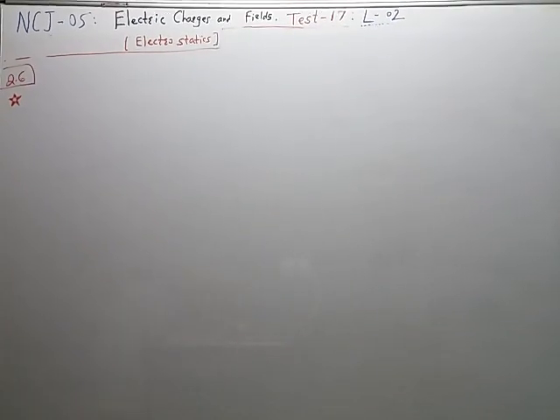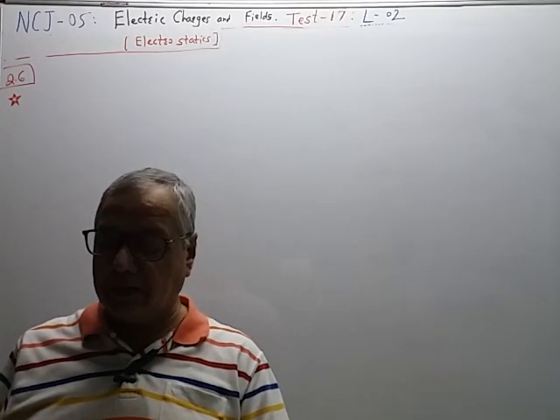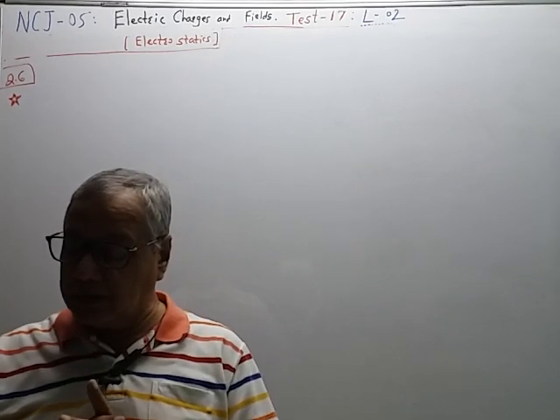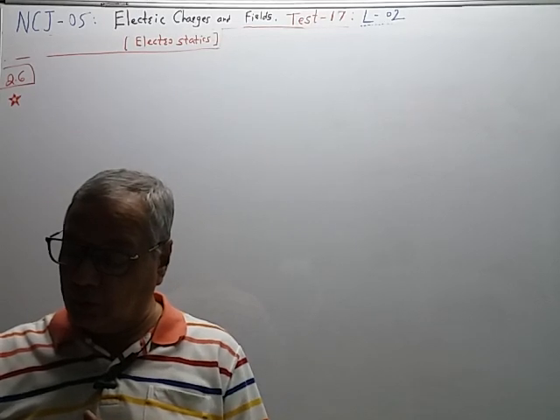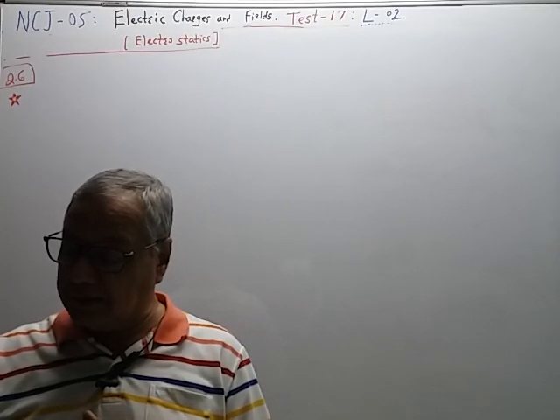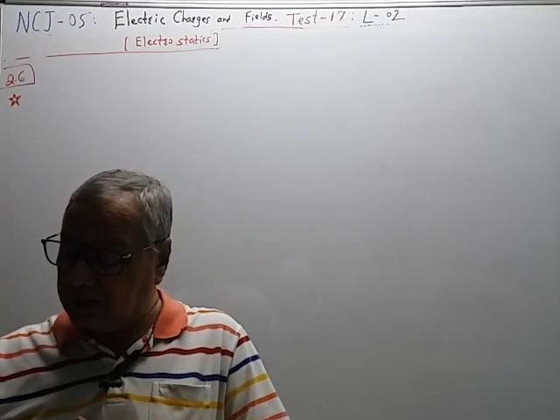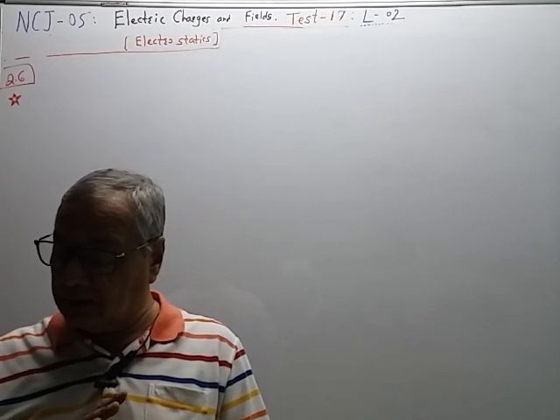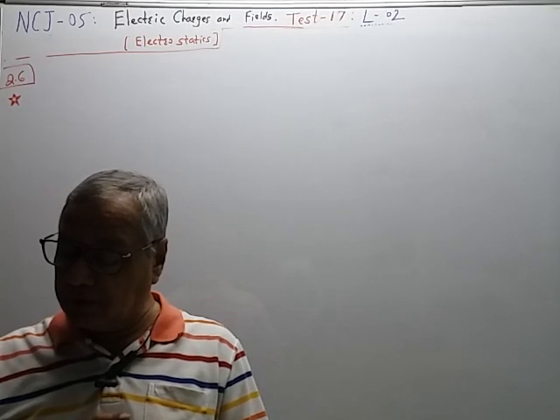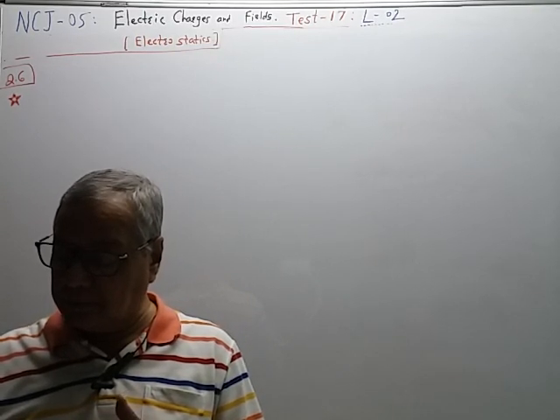Next, question number 6. These questions are somewhat lengthy, but conceptually they are very important. A solid sphere of radius r1 and charge density rho is equal to rho 0 by r is enclosed by a hollow sphere of radius r2 with the negative surface charge density sigma, such that the total charge in the system is 0. Rho 0 is a positive constant and r is the distance from the center of the spheres. The ratio of r2 upon r1 is.